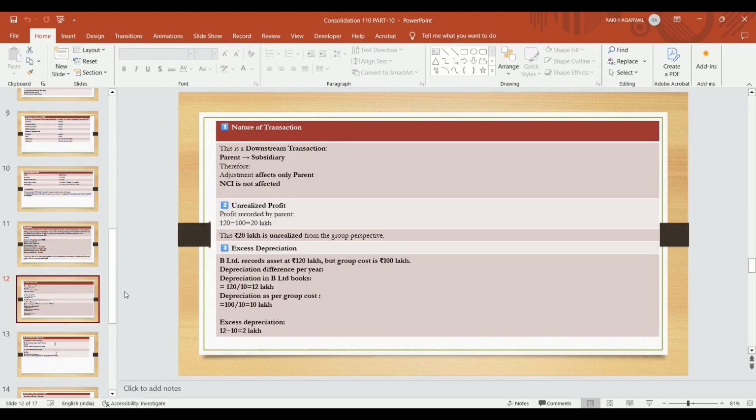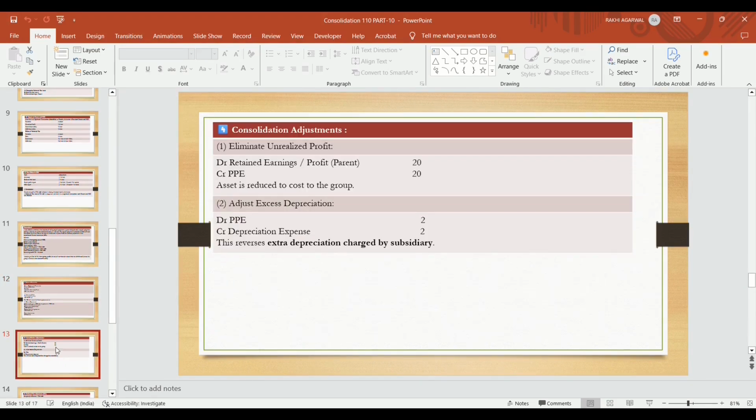Depreciation difference per year: depreciation in B's books, that is the subsidiary's books, is the cost for B Limited, 120 lakhs, divided by the useful life, that is 12 lakhs. 12 lakhs is recorded in B's books. Depreciation as per the group perspective, because the profit is eliminated while consolidating, is 100 divided by 10, so it becomes 10 lakhs. So the excess depreciation already charged we have to remove, that is 12 minus 10, that is 2 lakhs.